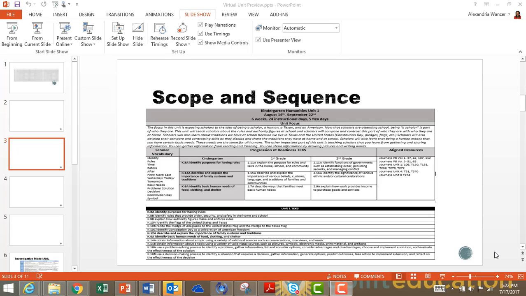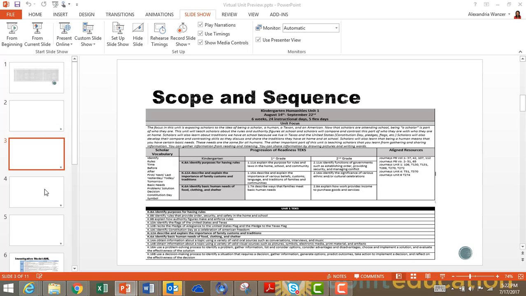Okay, so next up we have the scope and sequence, and the scope and sequence basically maps out everything for the year. Its purpose is for teachers to be able to start their lesson planning and tailor their plans to their scholars' needs. I feel like it gives teachers more independence and autonomy when they are planning. I also use this when I'm planning, so it's great. It shows the readiness TEKS at the bottom, as well as the progression of TEKS. So it starts from kindergarten, first grade, second grade.